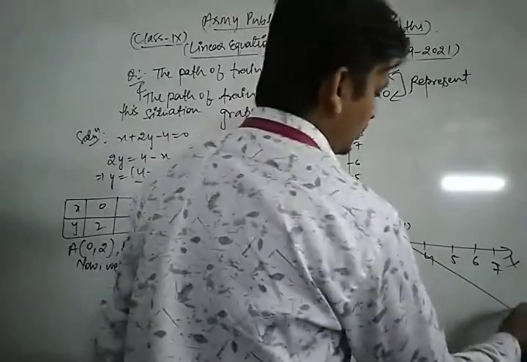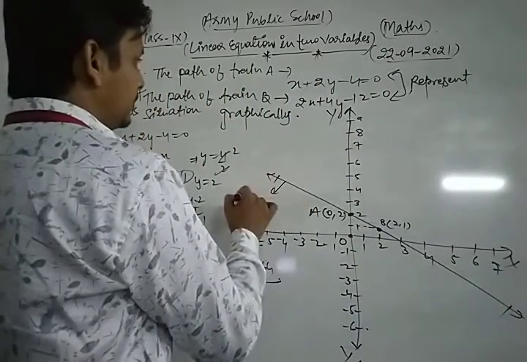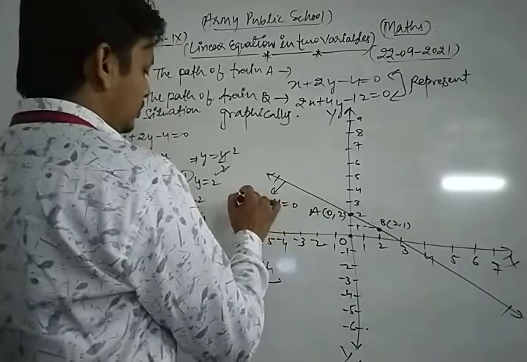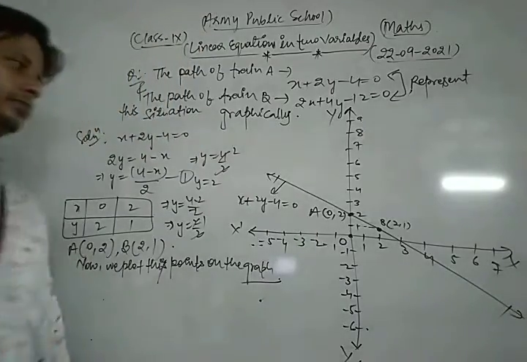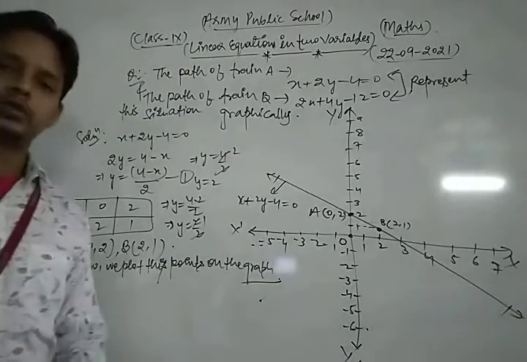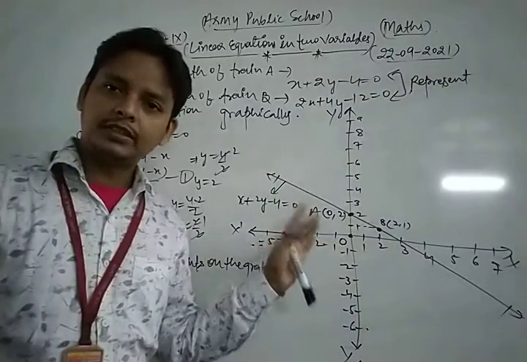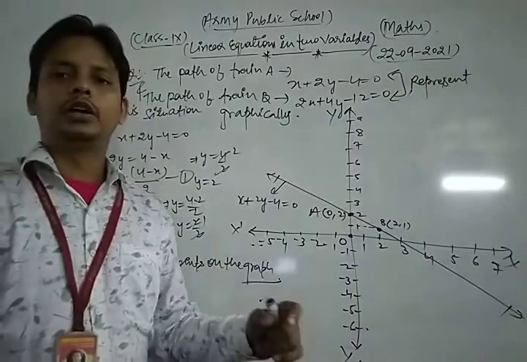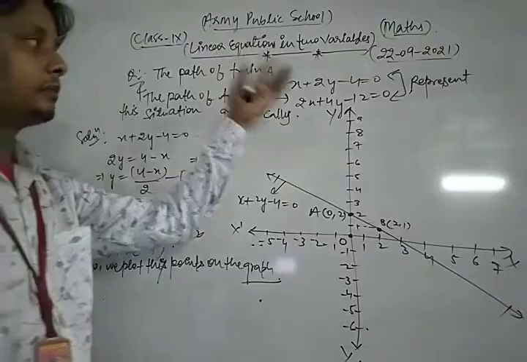So this is the graph of the path of train A, which is represented by the equation x plus 2y minus 4 is equal to 0. This is the graph of the first equation, and this graph represents the path of train A. Similarly, we draw the graph of the equation to show the path of train B.